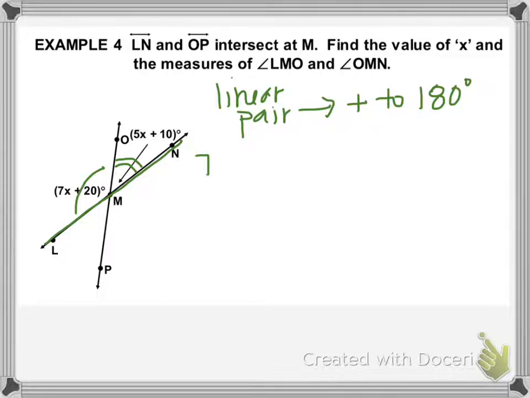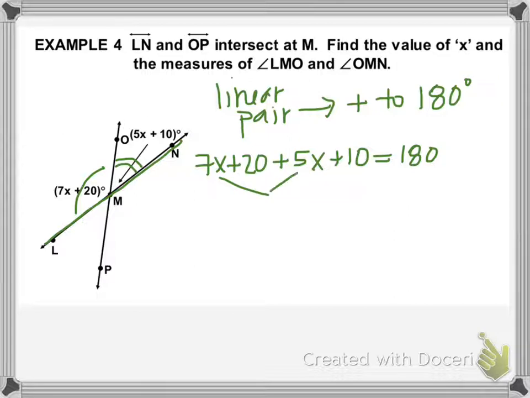So we'll say 7x plus 20 plus the other angle of 5x plus 10 equals 180 degrees. So let's solve this equation. We'll combine our like terms. 7x plus 5x is 12x. 20 plus 10 is 30.